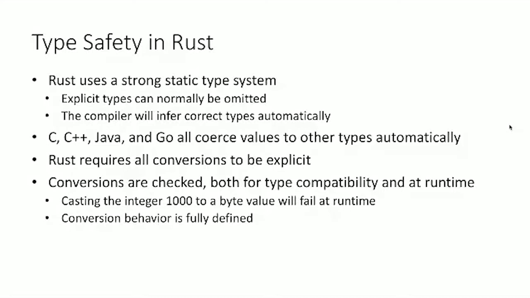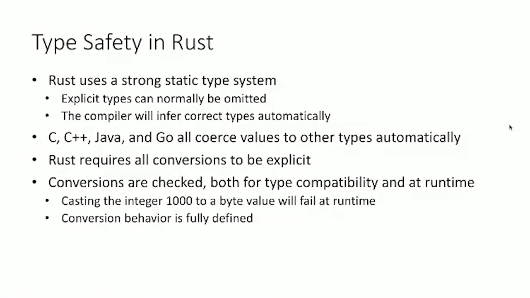Now, as far as coercion goes, most languages will automatically perform type coercion between different disparate data types. For example, if you have a byte and you want to interpret it as an unsigned size value, you can just use it and the compiler will automatically convert it. Or if you have a float and you want to use it as an integer, you can do the same thing. Rust does not let you do that. In Rust, you have to explicitly convert between any two types in order to use them.